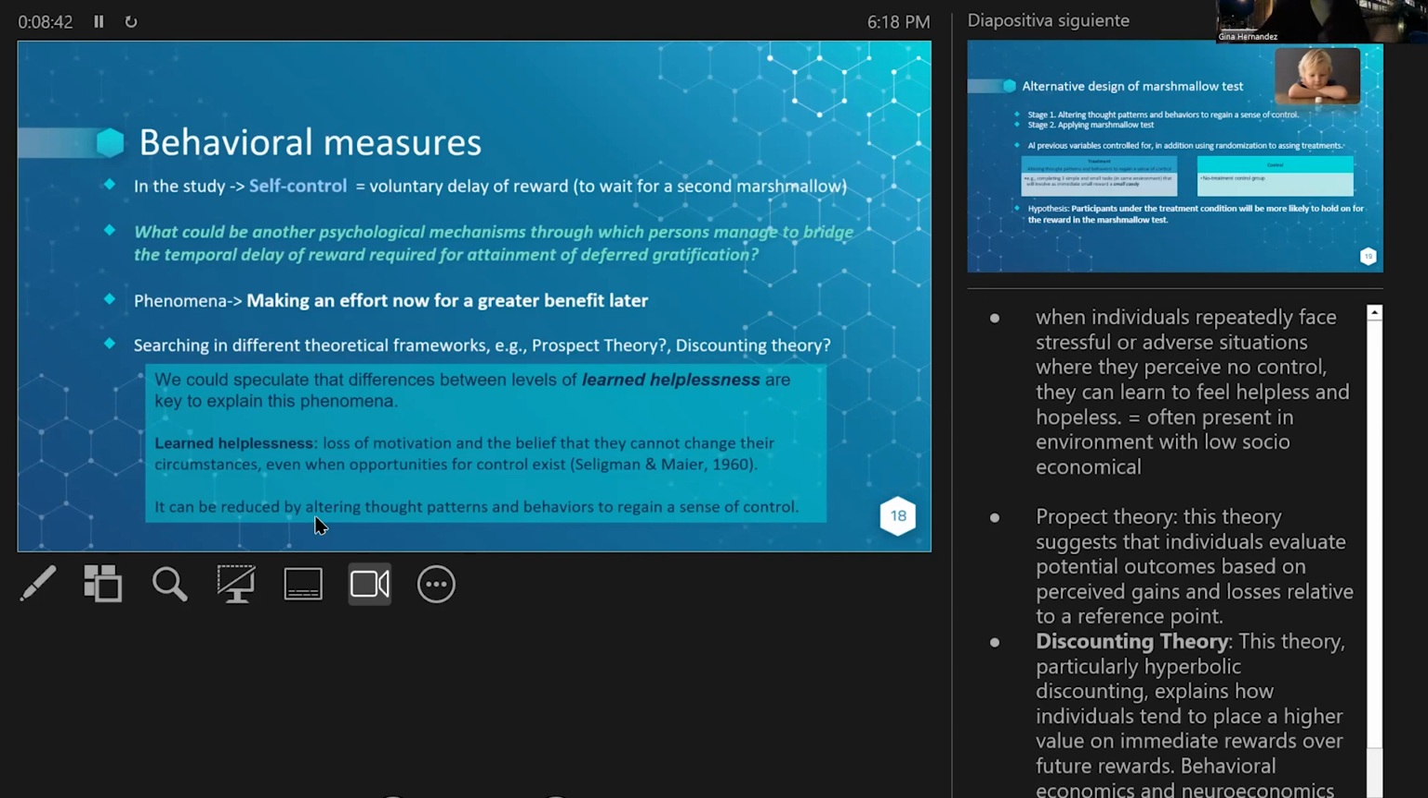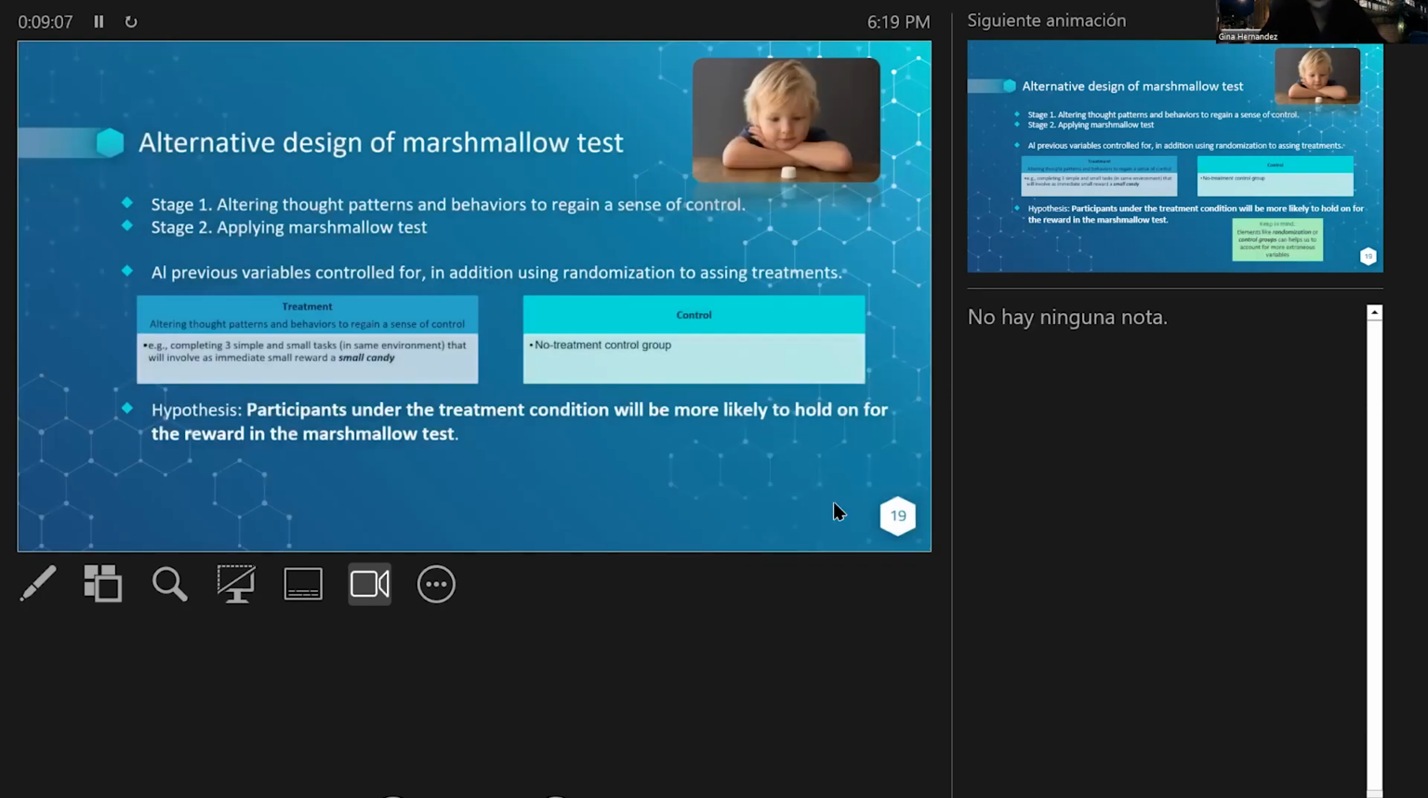People with less socioeconomic status. So in this case, if we believe this may influence the trust that the children have in the researcher, it may influence whether they wait for the candy or not. If we believe this is a good hypothesis, then we can test it. And I have here on screen an alternative design of the marshmallow test.